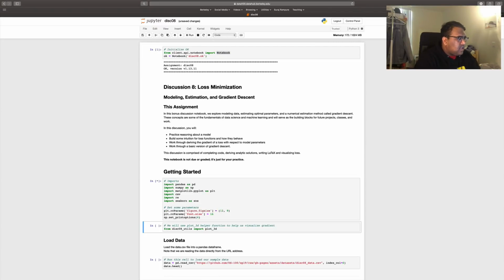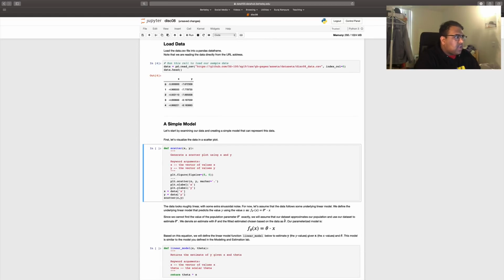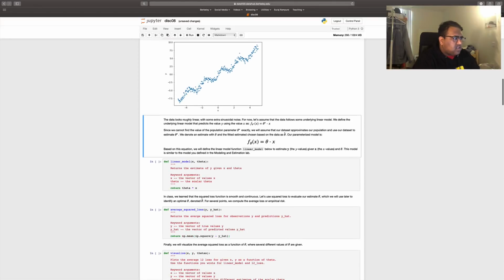Do all of our imports. And so first, let's take a look at what our data set looks like. And so the first consideration we need to make is choosing what our model will be, how we're going to predict the y values given our x values and some weights.